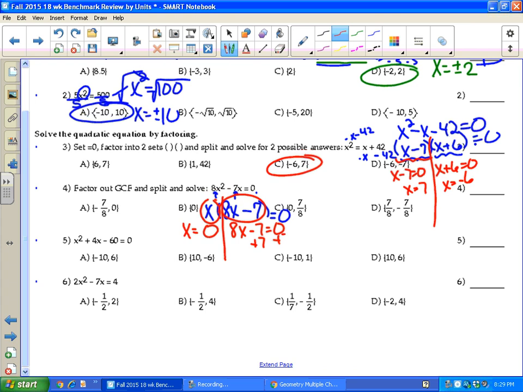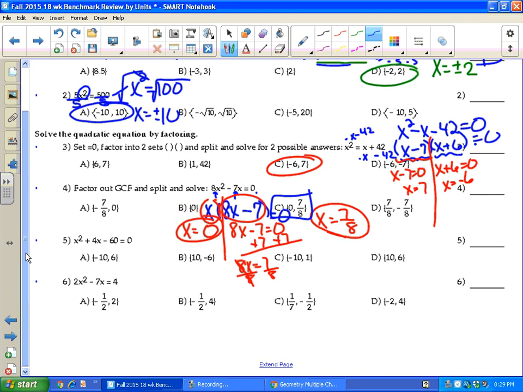I'm going to add 7 to both sides. I'll get 8x is equal to 7. Then I'm going to divide by 8, and I get a fraction. X is equal to 7 over 8. So my answers are 0 and 7/8. 0 and 7/8, I believe, is choice C. 0 and 7/8, not negative, positive.